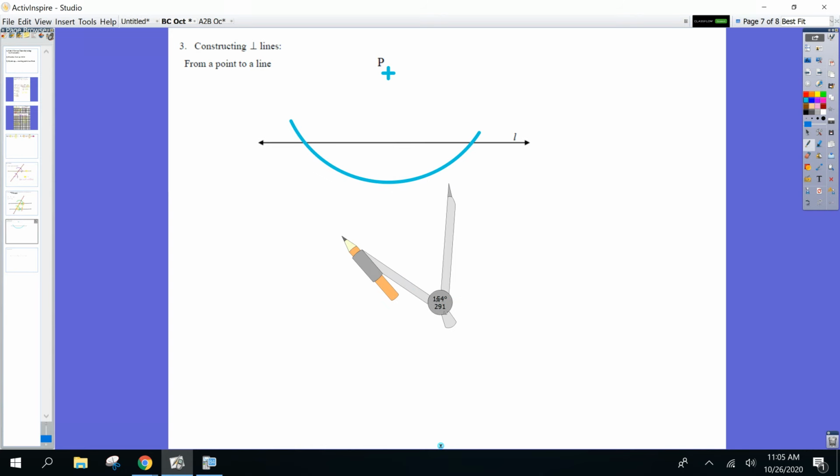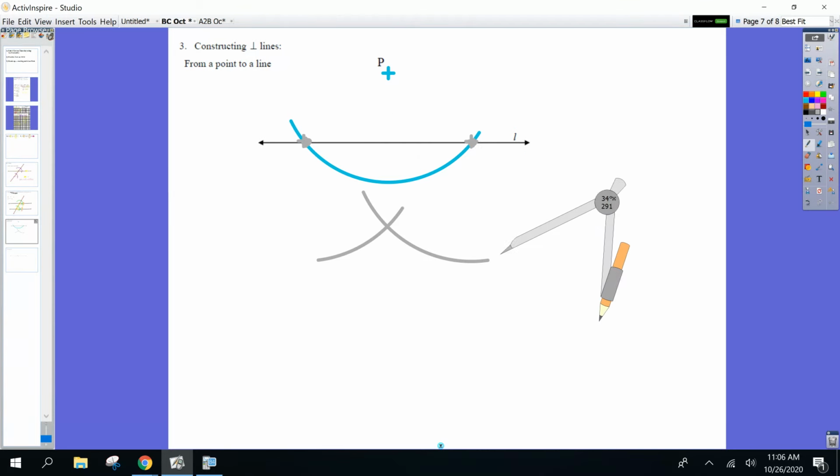Then go to each point of intersection and make two more arcs below that are the same opening of your compass. Two more arc marks below that are the same opening of your compass. And when you line up your straight edge, hopefully it lines up right underneath P. So one arc that hits line L twice, two more below it.